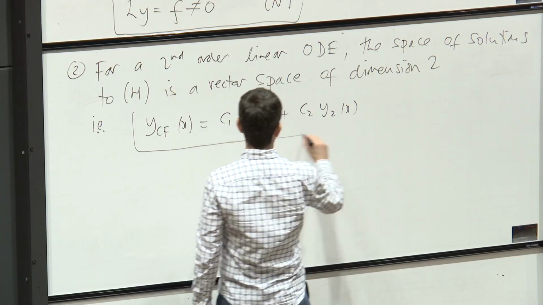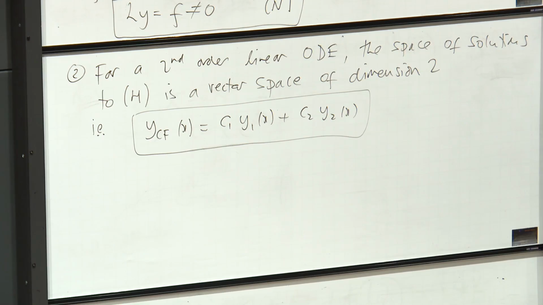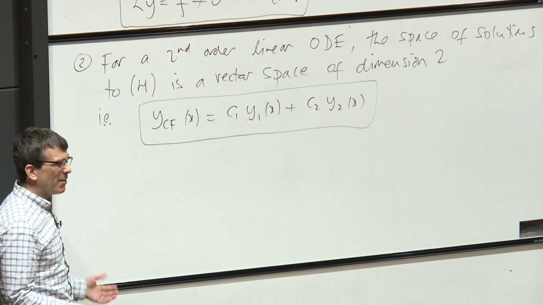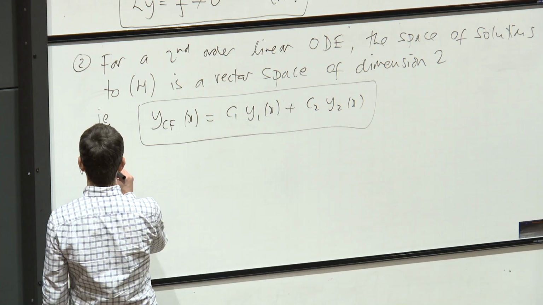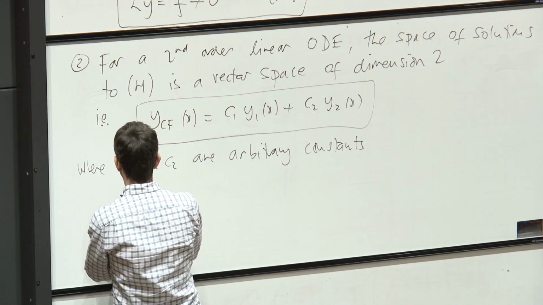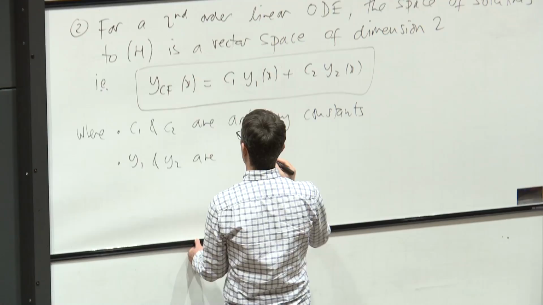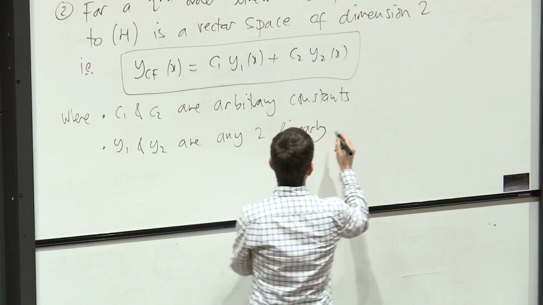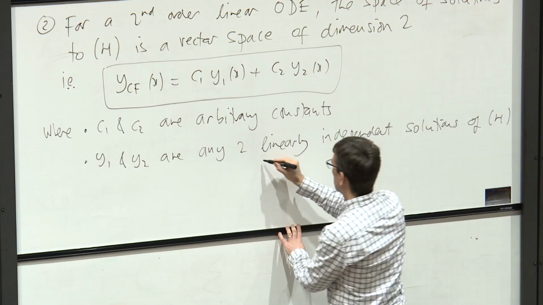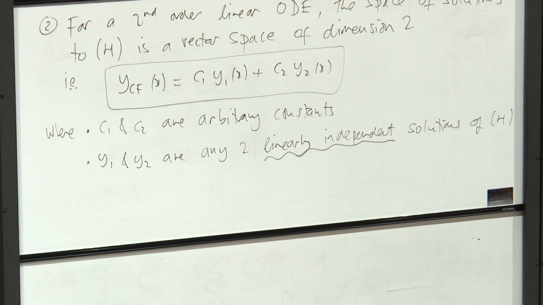There you go, it's exactly what I did for that very simple first example. c1 and c2 are arbitrary constants, and then y1 and y2 are any sort of basis functions for the vector space. Basically, they are any two solutions that are linearly independent. Is that okay? This is more or less familiar?